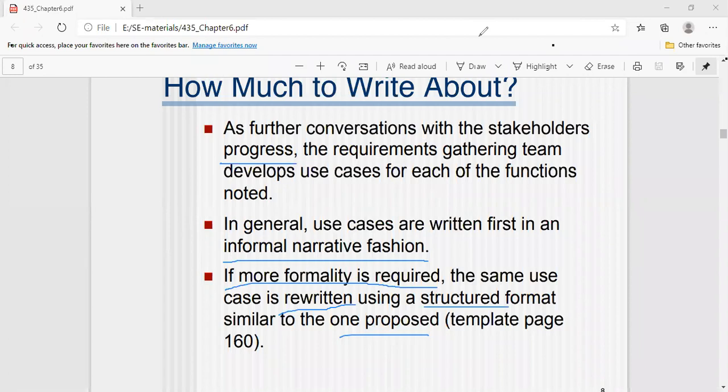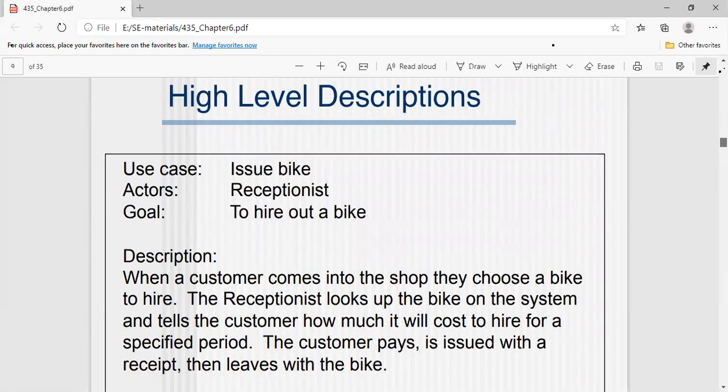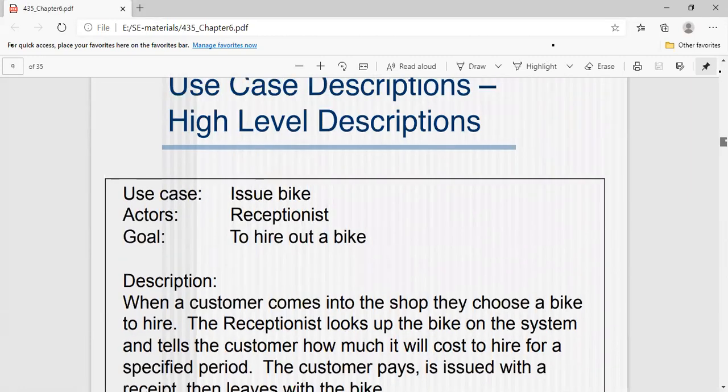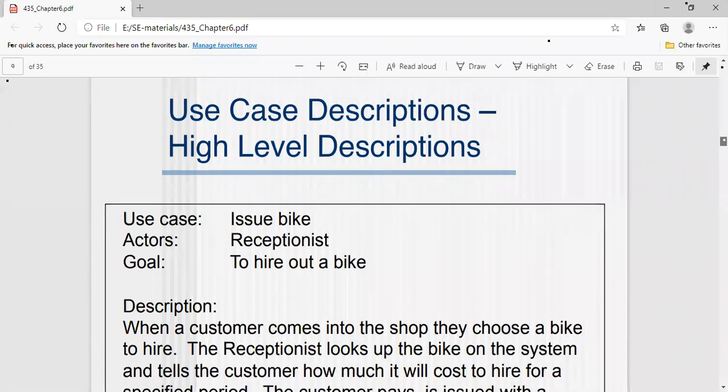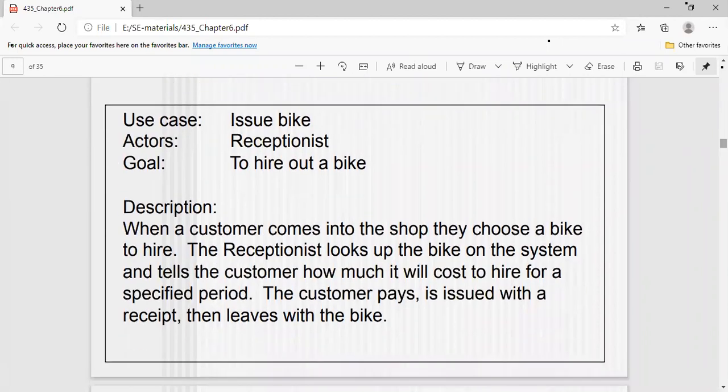And if you see the third one, next one, this is some description: use case, third one, use case description. That is a high level use case description. Now we are going to discuss the third point. At this point here we have one example.